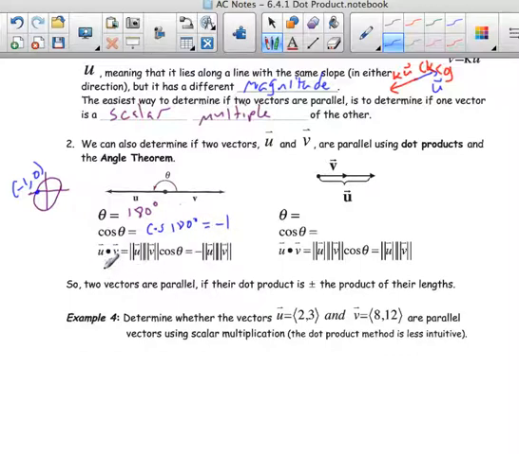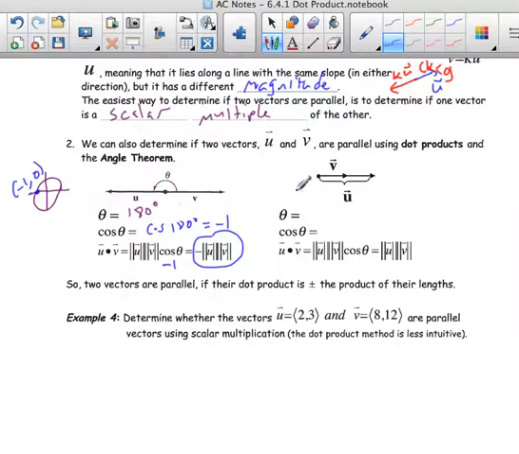So our alternative definition of the dot product is u dot v is the magnitude of u times the magnitude of v times cosine of the angle in between them. When theta is 180, cosine of theta is equal to negative 1. So u dot v is equal to the opposite of the product of the magnitudes of u and v. Let's look at the second case.